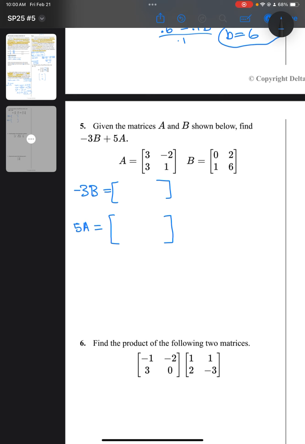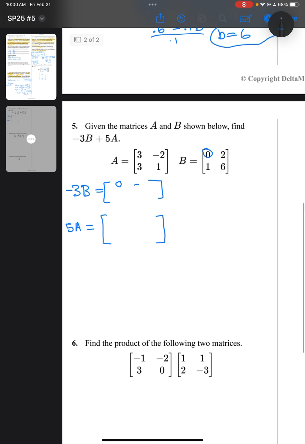So, case in point, -3 times b, okay? That's going to be -3 times 0, which is 0, -3 times 2, which is -6, -3 times 1, which is -3, -3 times 6, which is -18. Alright, next one, our 5a. So 5 times 3, which is 15, 5 times -2, -10, 5 times 3, 15, and 5 times 1 is 5. So now we have our -3b and our 5a.